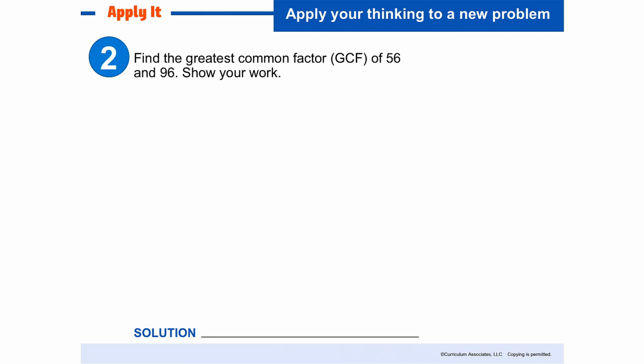Okay, so we're going to look at our next one, and it says find the greatest common factor of 56 and 96. So again, we're going to be looking at our factors. I like to start always by making our trees. Okay, so I'm going to go ahead and do 1 starting off. So 1 and 56, 1 and 96.